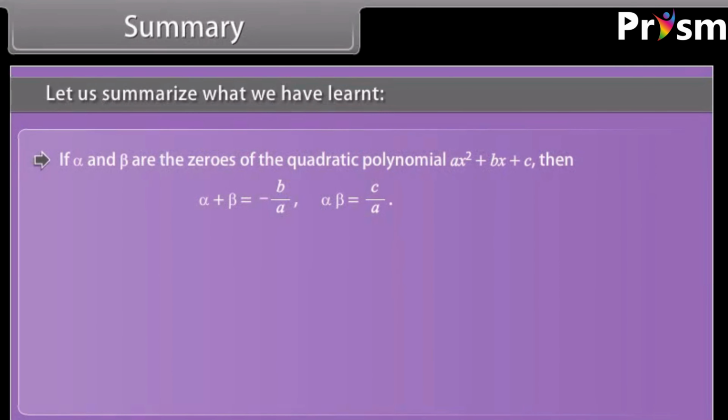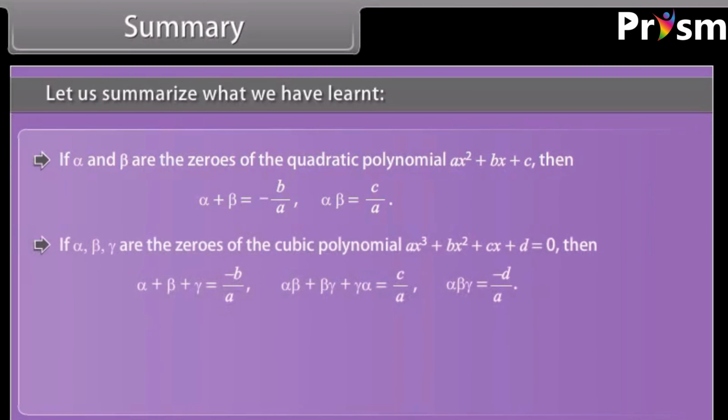If alpha and beta are the zeros of the quadratic polynomial ax square plus bx plus c, then alpha plus beta is equal to minus b upon a. Alpha beta is equal to c upon a. If alpha, beta, gamma are the zeros of the cubic polynomial ax cube plus bx square plus cx plus d equal to 0, then alpha plus beta plus gamma is equal to minus b upon a. Alpha beta plus beta gamma plus gamma alpha is equal to c upon a. Alpha beta gamma is equal to minus d upon a.